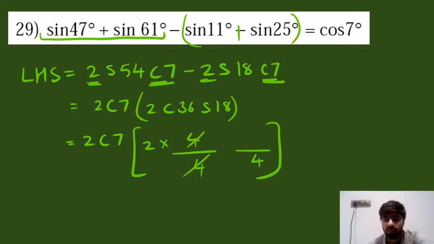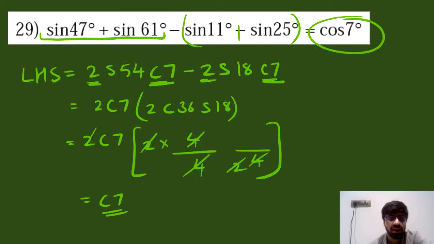That 4 gets cancelled up and down. This 2 gets cancelled with the 4 here, and this 2 cancels off this 2 here. And the final value that we are left with is cos 7. That's how we are proving our 29th question.